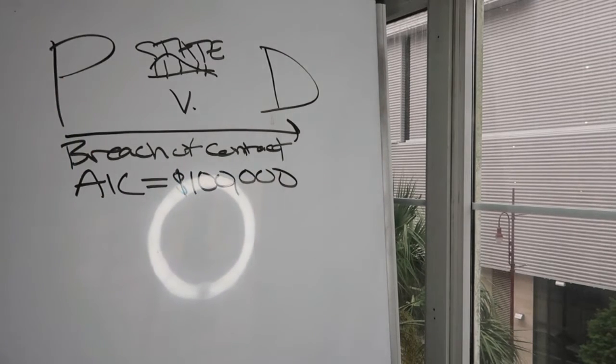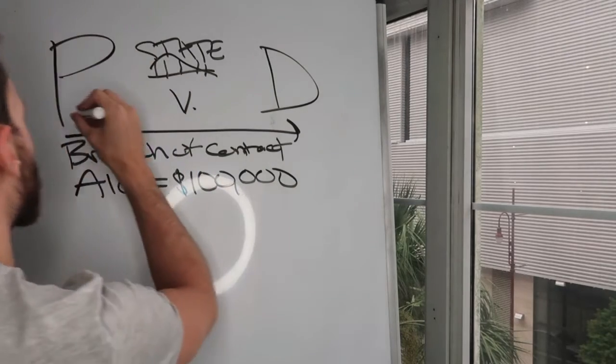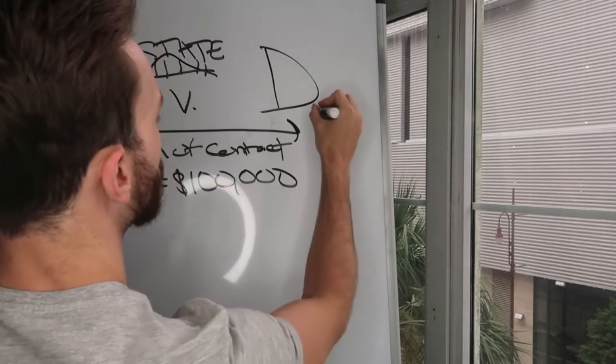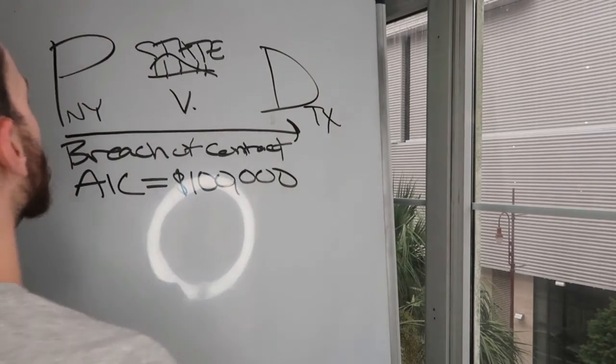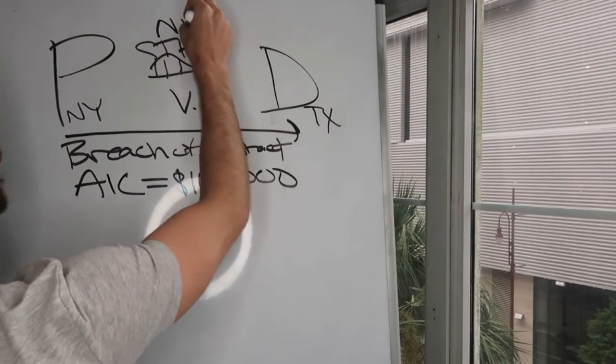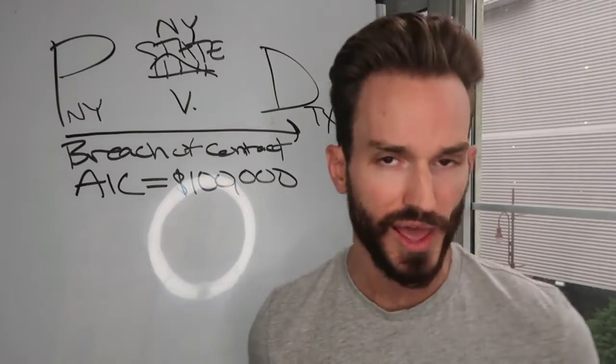Let's say that plaintiff is a citizen of the state of New York, and let's say that defendant is a citizen of the state of Texas, and let's say that this action is being brought in a New York state court. Okay, how does this play out?